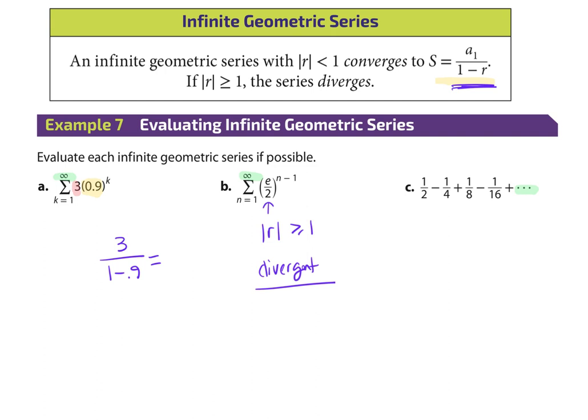Look at this last one. What's going on here? What am I multiplying by? What is my R? Negative 1/2. Is the absolute value less than 1? Yes, the absolute value of negative 1/2 is less than 1. I can use this formula. My starting 1/2 is my a sub 1, over 1 minus my negative 1/2. That's going to be what I'm moving towards. I can plug it in. So before you even decide if you can use this formula, you have to know what your R is. Pay attention to your R.